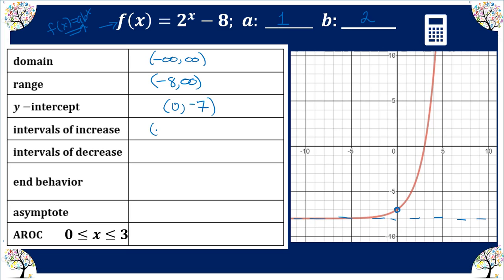My interval of increase is all real numbers. There's no interval of decrease. My end behavior, as x approaches negative infinity, as we go toward the left of the graph, f of x, the end of the graph, approaches our asymptote of y equals -8.